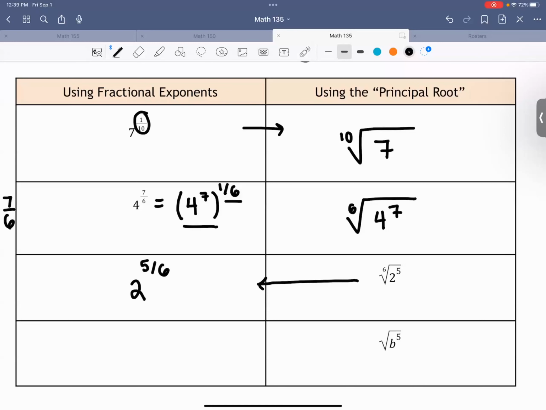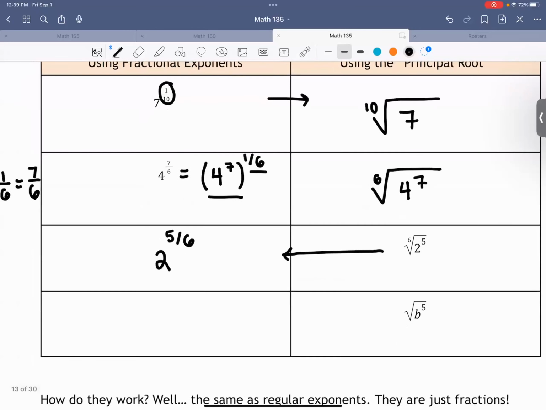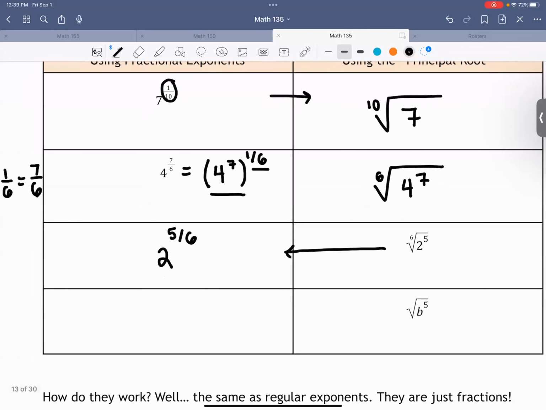Yeah, 2 to the 5/6, right? So you can go backwards as well. What about, well, this one is the square root of b to the 5th power. Anyone want to guess what the exponent is now? Zach? Correct. B to the 5/2.